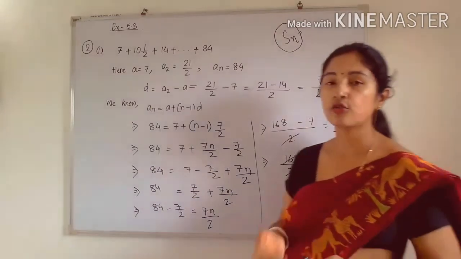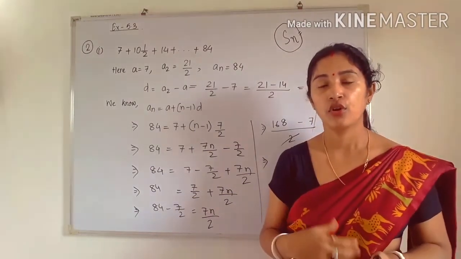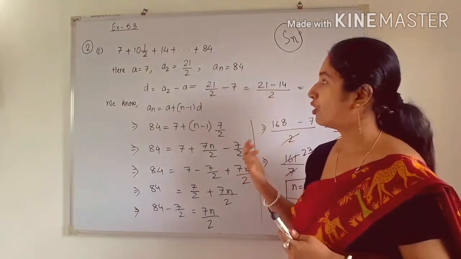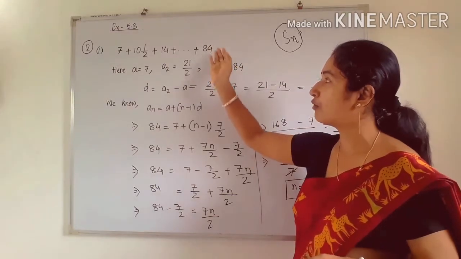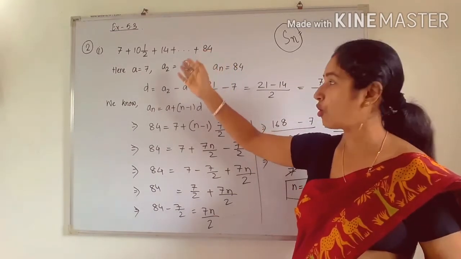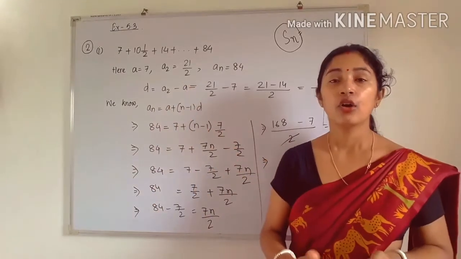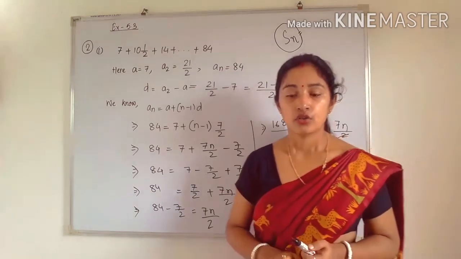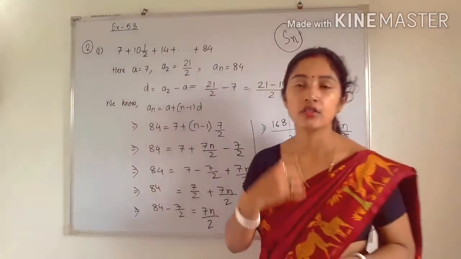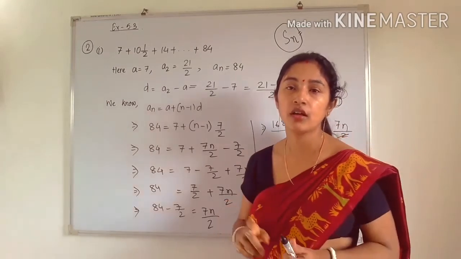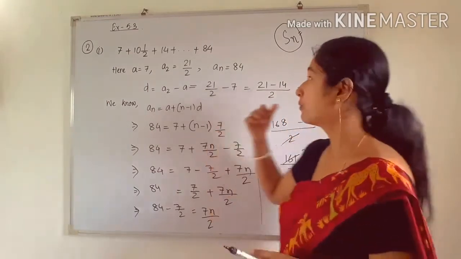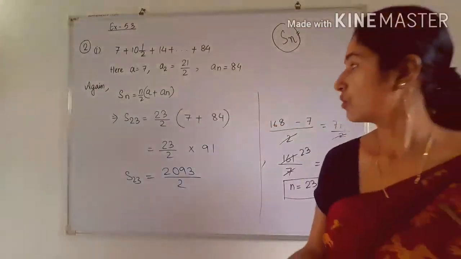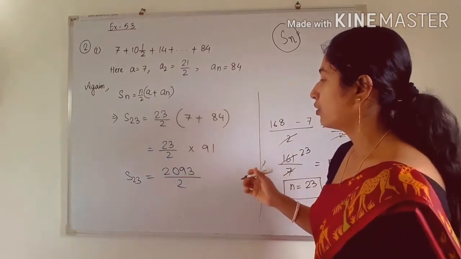Now you can apply the first formula or the second formula. You can easily do it using both, because we now know the last term also, we have the common difference also, we have everything. So you can use any of the two formulas. I am using the second formula because it will be easier, since the first term and last term are given and the total number of terms we got is 23.